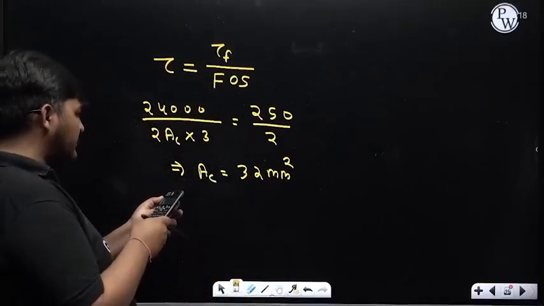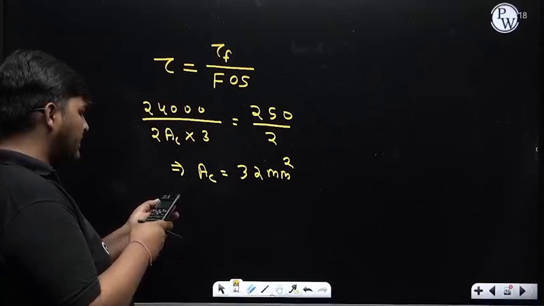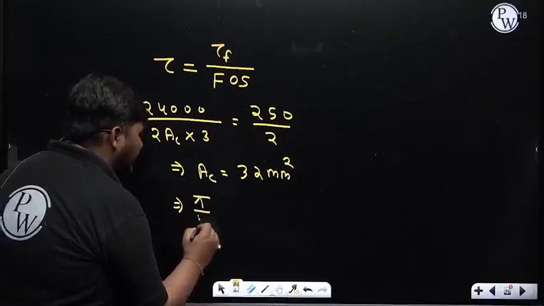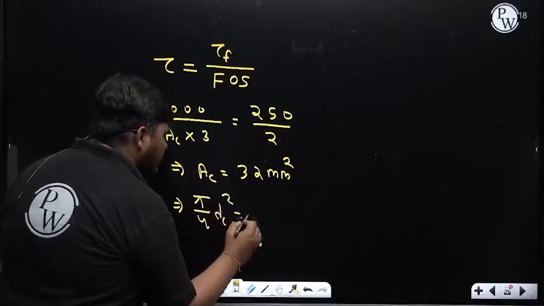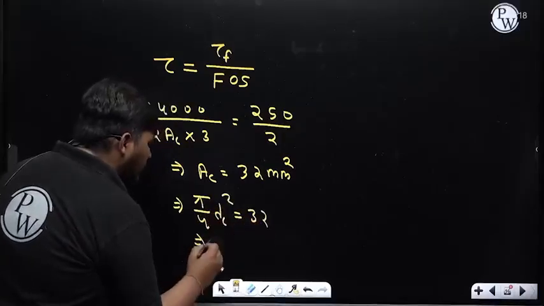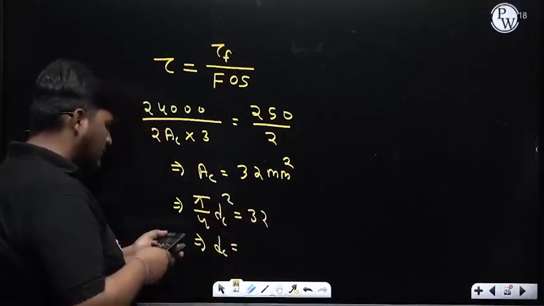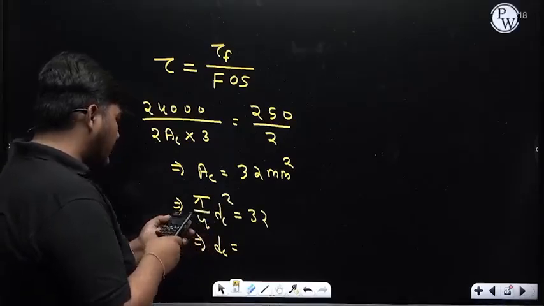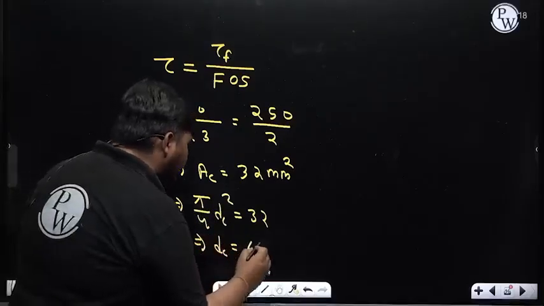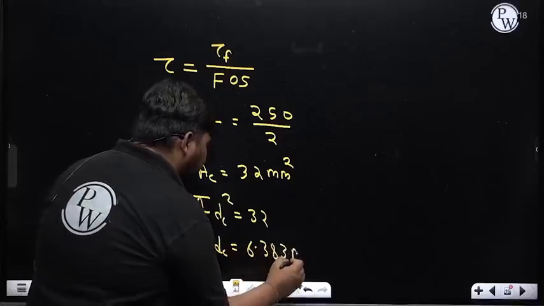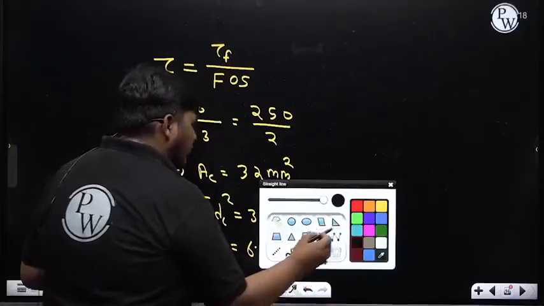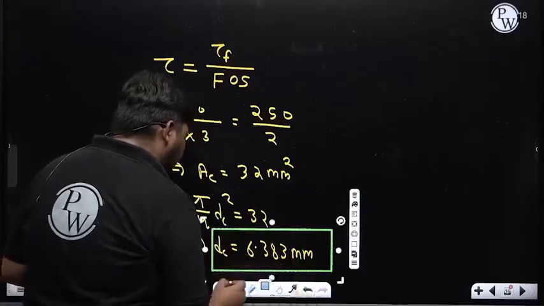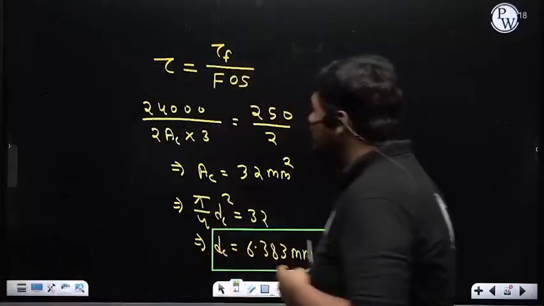24,000 divided by 6 into 2 divided by 250. Yes, 32 mm square. So core diameter of the bolt will be pi by 4 DC square, that is equal to 32. So actual core diameter, that is DC, will be equal to square root of 32 into 4 divided by pi. It is coming 6.383 mm. So required core diameter or limiting core diameter of the bolt is 6.383 mm.